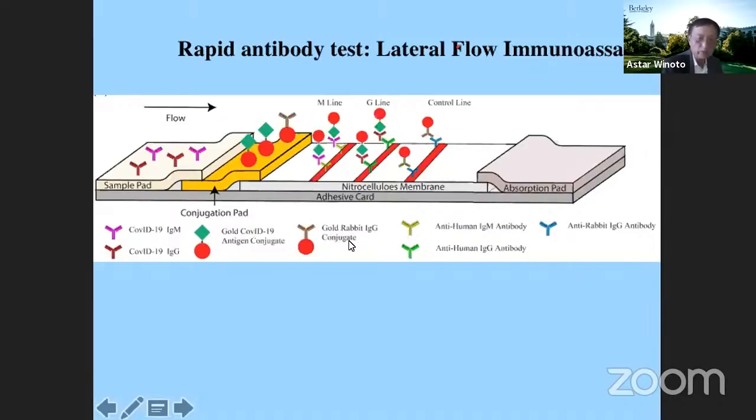So this is a gold-rabbit IgG antibody conjugate, and these are the gold particles conjugated to the spike protein from the coronavirus. Then you have the M line, the G line, and the control line. The M line contains the anti-human IgM antibody linked over here, and in the G line there is an anti-human IgG antibody. The last line is the anti-rabbit antibody.